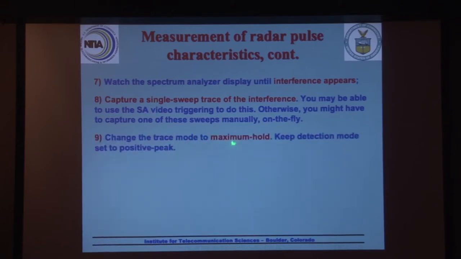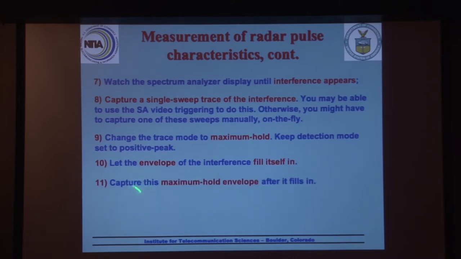Change the trace mode now to maximum hold. Now, that's not the same as positive peak. You're already using positive peak detection, but the trace mode needs to be max hold, where you're remembering the highest power level that any bin on the spectrum analyzer display has ever seen. Keep the detection mode just set to positive peak. Let the envelope now of the interference across the satellite receiver's IF fill itself in. You'll have to wait for maybe a minute, maybe a few minutes, but it'll fill itself in pretty quickly. Now, capture that max hold envelope, that is, record that trace after it fills in.